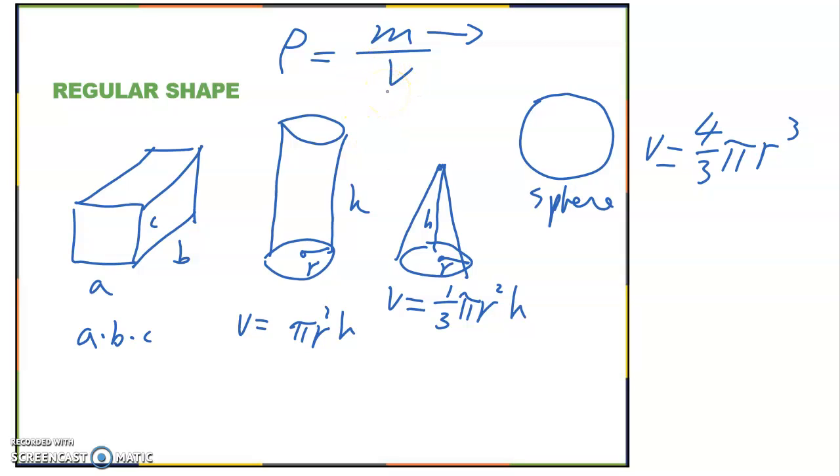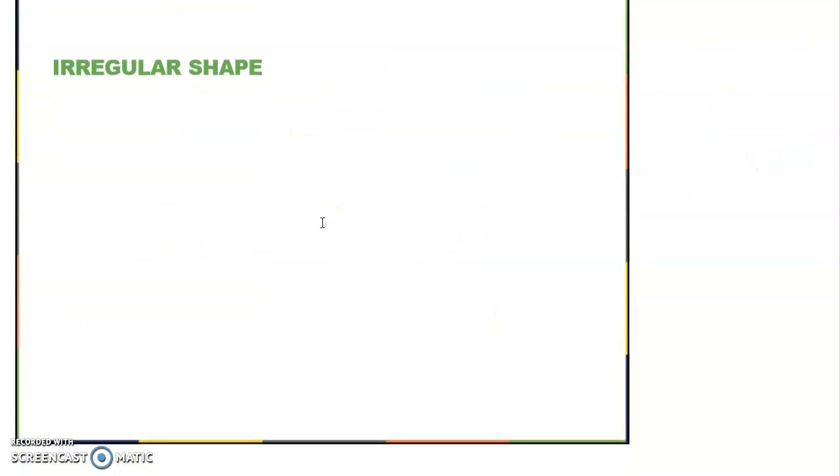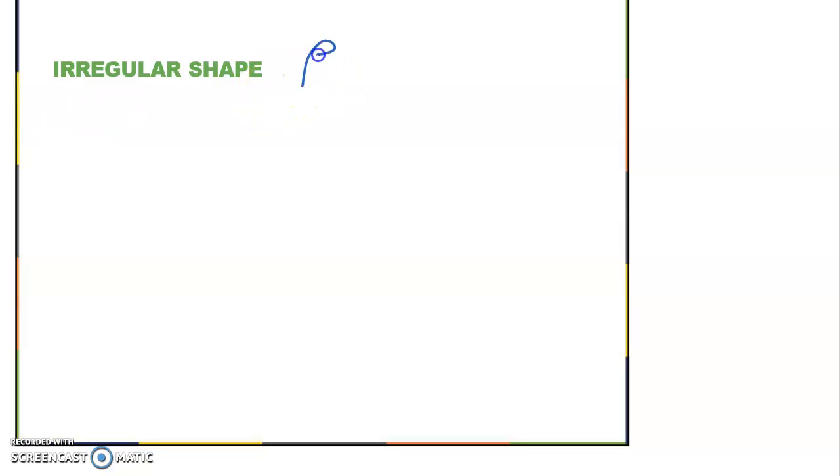So what happens with the irregular shape? There are two types of irregular shape. First of all, if it's a liquid, then there's no certain shape. So how do we get the density of a liquid? Remember, density rho is equal to mass divided by volume.